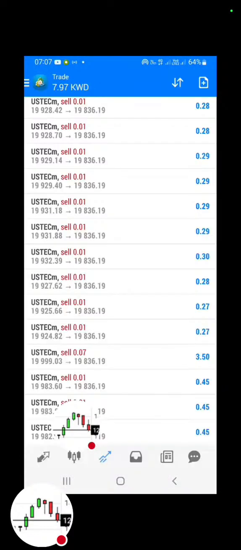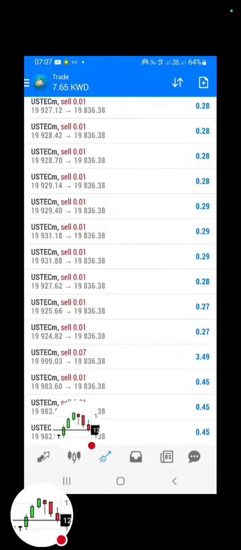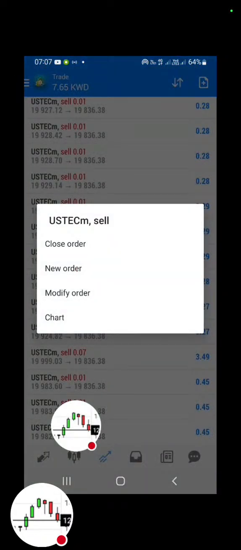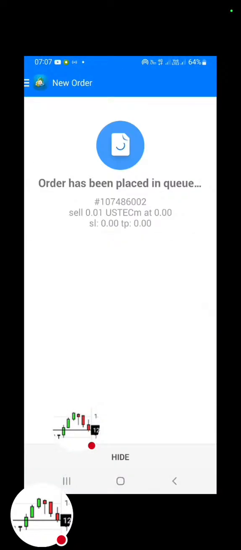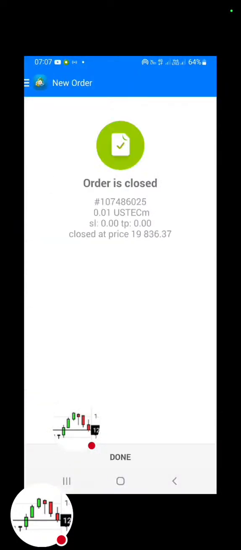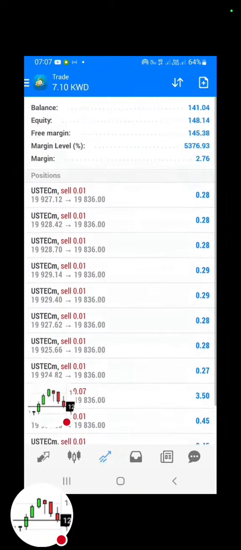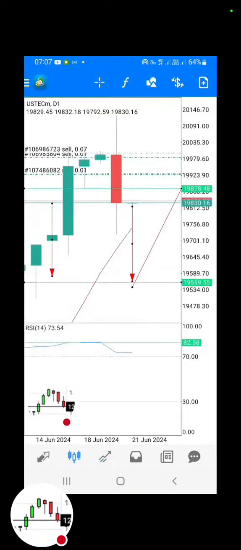We're closing some trades. You can hear the sound. We're not here to play. Okay, the profit is good. So I'm going to wait for the pullback, and I'm going to take another trade.